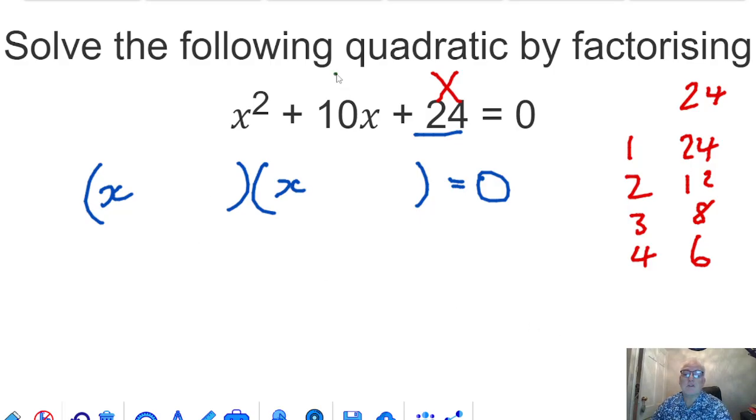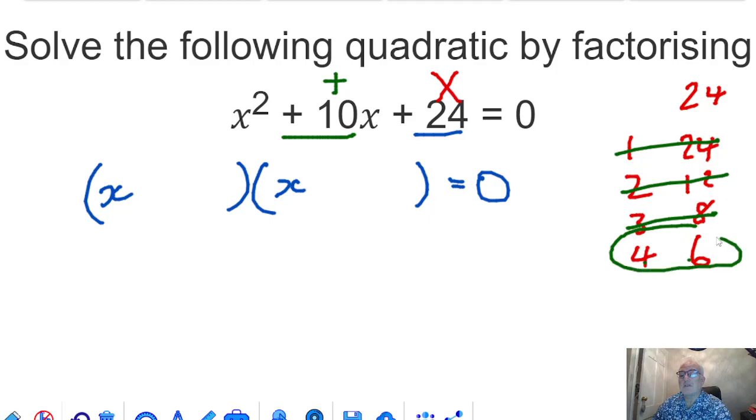Then we're going to look at making an addition or subtraction calculation where we can make positive 10x out of the factor pairs. So we're looking for positive 10. This one has two addition signs, so there are no negatives in this at all, and all our values are going to be positive. 1 and 24 would be 25, 2 and 12 would be 14, 3 and 8 would be 11, and 4 and 6 is the one I want. 4 and 6 is going to make me 10. So I can put a 4 and a 6 in my brackets, and then I'm looking to solve it.